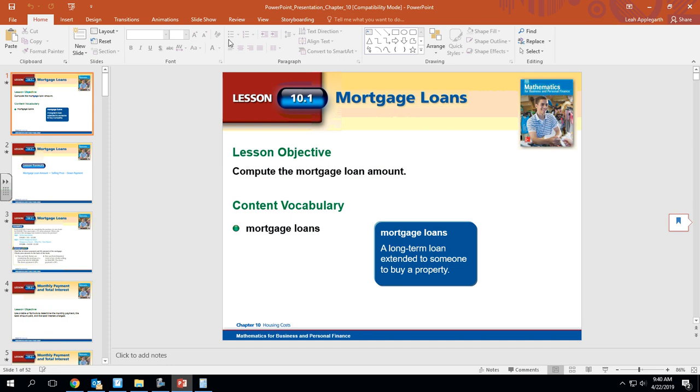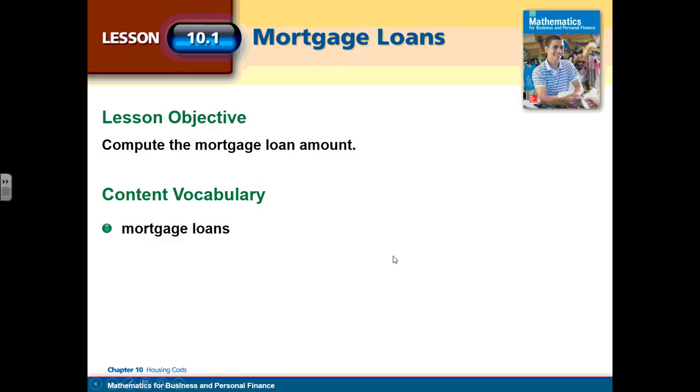So we're going to do 10.1 to 10.3, and our lesson objective on 10.1 mortgage loans is to compute the mortgage loan amount. So go ahead and fill that in your notes. Lesson objective, compute the mortgage loan amount. Super easy. All it is a little multiplication and a little subtraction.